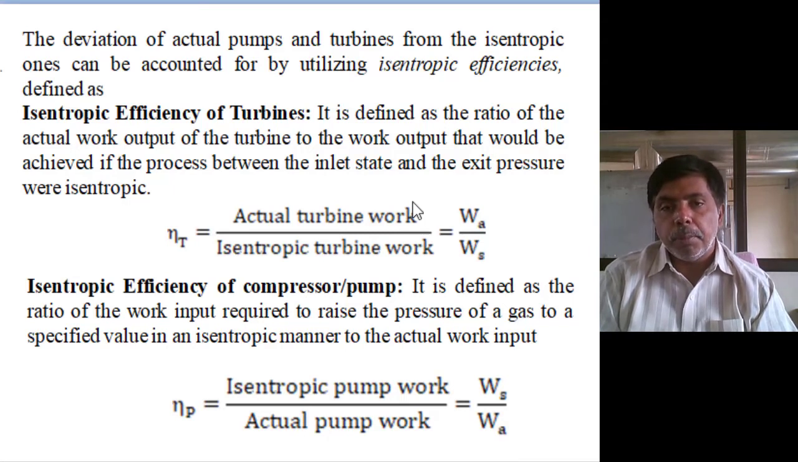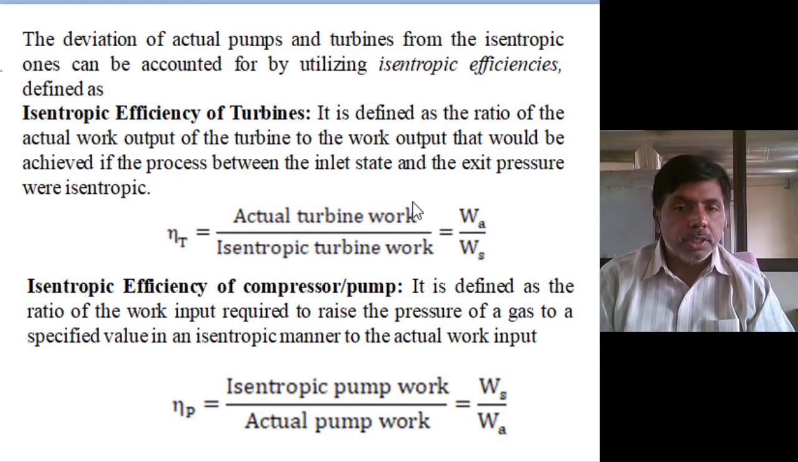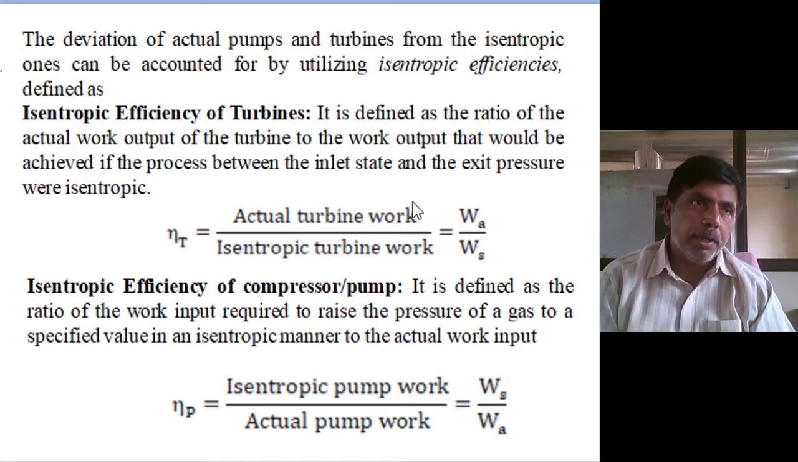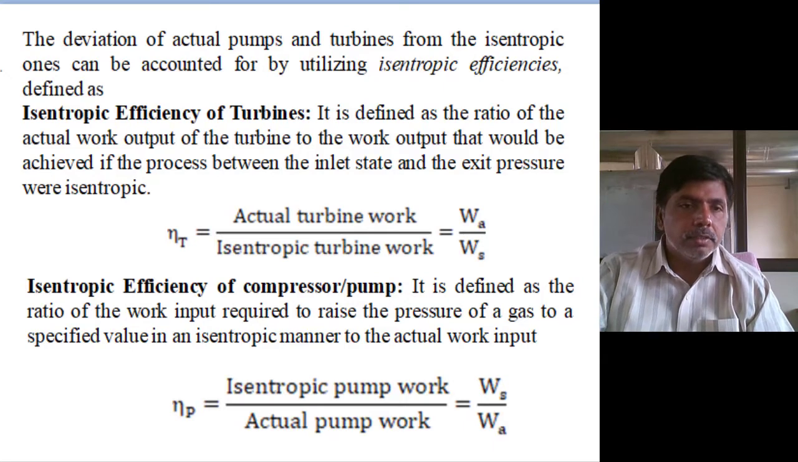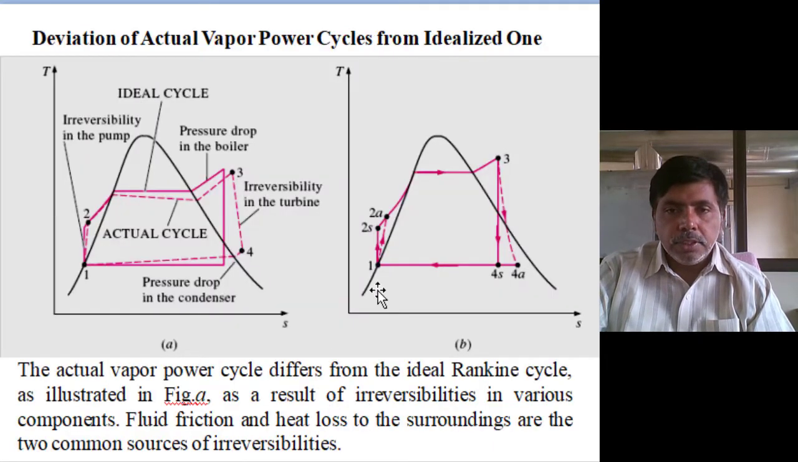Isentropic efficiency of compressor or pump. The second one, isentropic efficiency of compressor or pump, is defined as the ratio of inputs. From the input point of view, the actual input is high compared to the isentropic input. Same figure: this is the actual input, this is the isentropic input, and this is the deviated actual input. You see, the actual input is higher than the isentropic input of the pump or compressor.